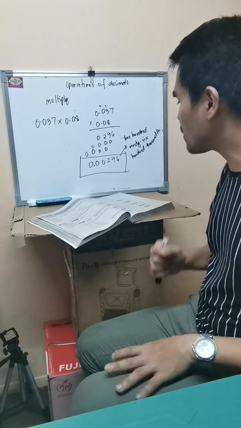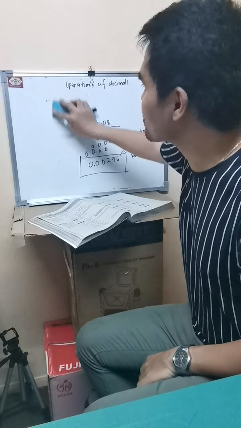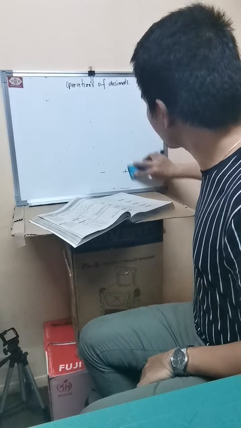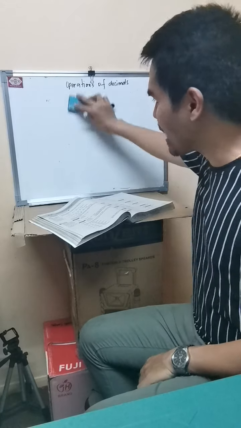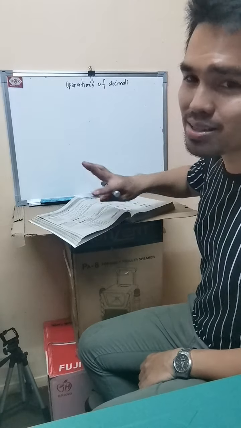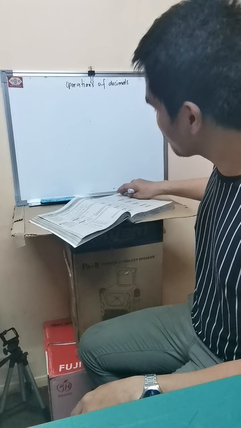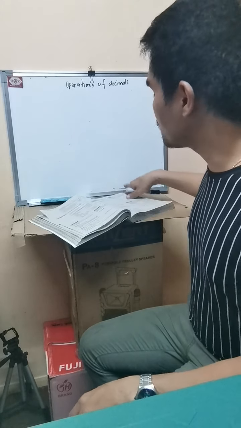Okay, so I think we're good with multiplication. Let's move down now to division of decimals. I'm quite fast with this one with very minimal examples because I know this is just revisiting operations of decimals. It is not something really new to you. Okay, let's do division.